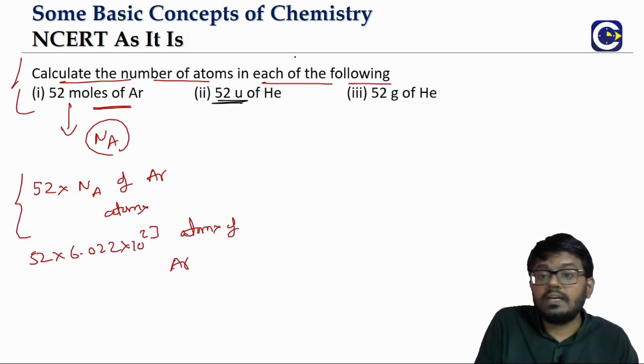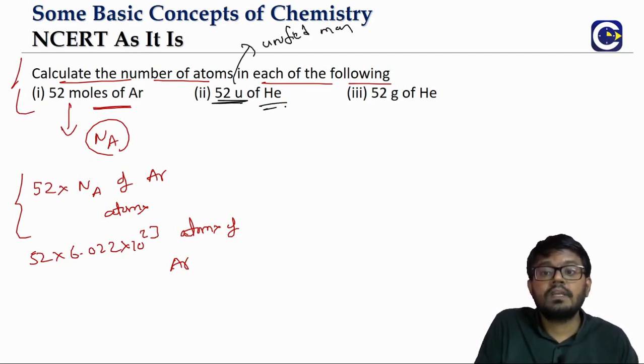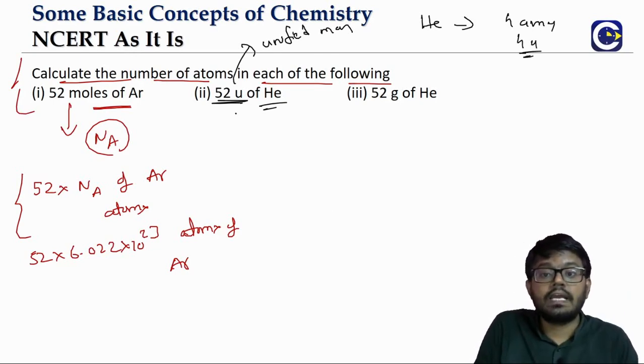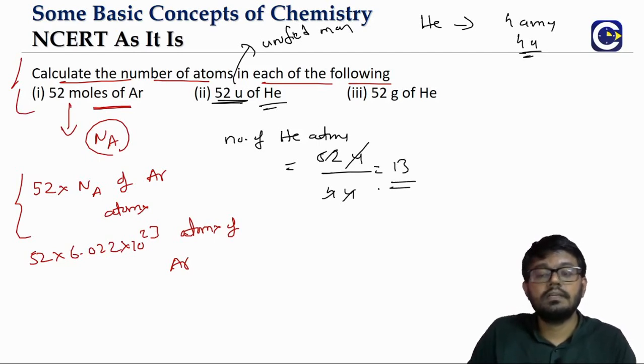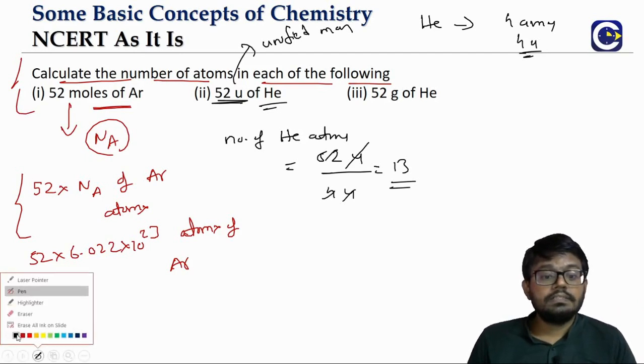52 u. This is not in grams. This is in terms of the unified mass. 52 u of helium is given. Helium, what is the atomic mass? 4 AMU or 4 u. That means the mass of one helium atom is 4 u. We are having 52 u. So how do you get the number of helium atoms? The given mass divided by the mass of one helium atom. It will be 13. So in that 52 u, just 13 helium atoms are there.